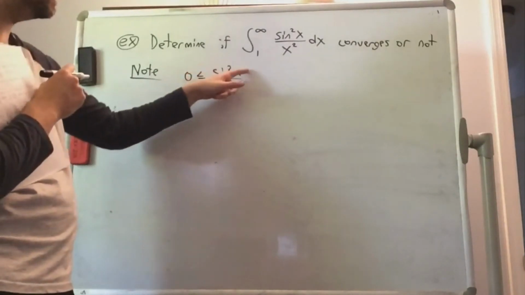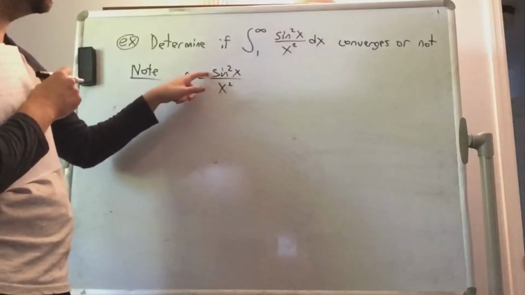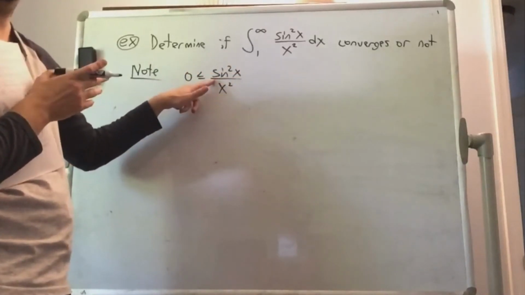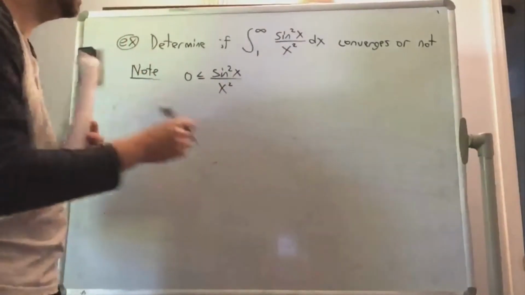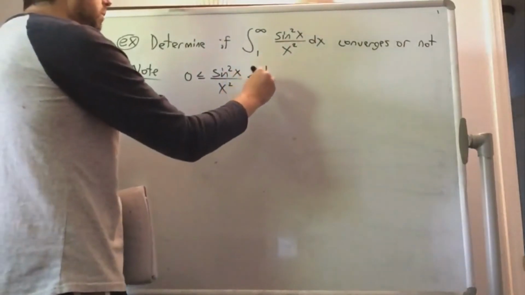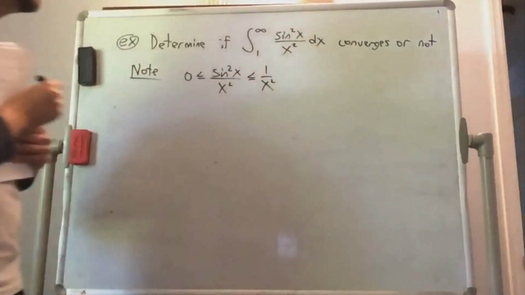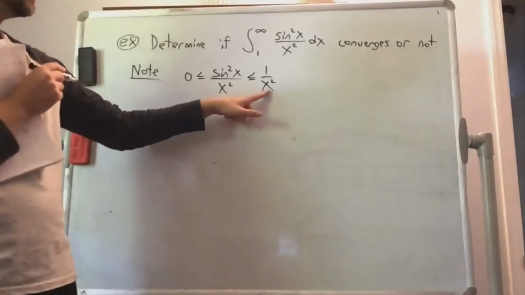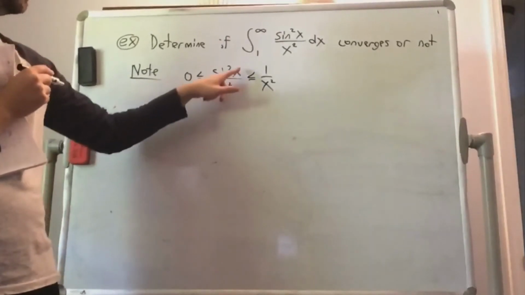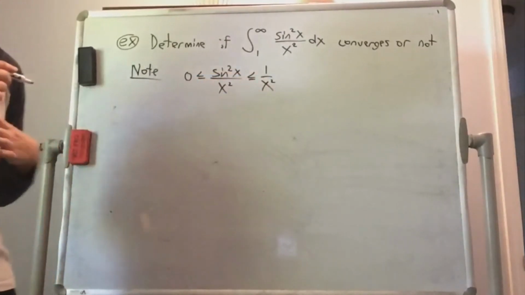And I know that sine is bound between 0 and 1, right? So the square of something between 0 and 1 is also between 0 and 1. So I know that this is also between 1 over x squared and 0. And that's the biggest it can possibly be at any moment. Sine squared's biggest value would be 1.